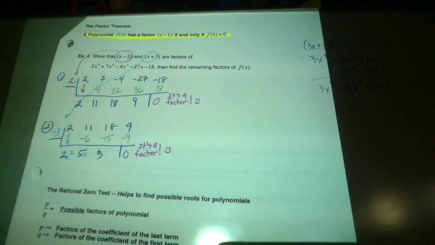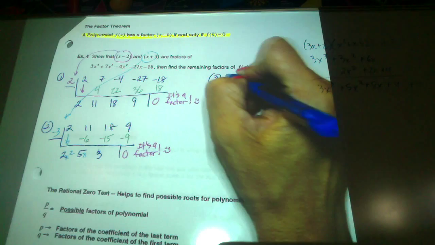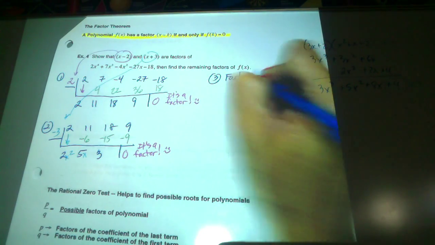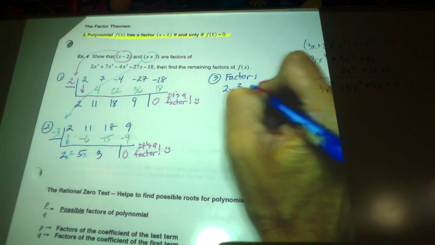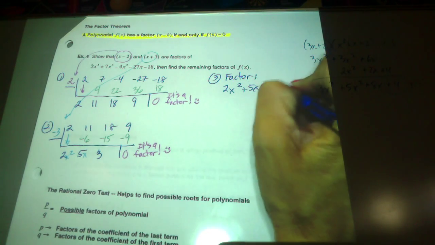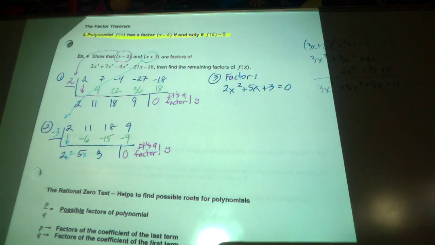So in step 3, now you're going to factor 2x squared plus 5x plus 3, and I always like to set it equal to 0, just because when you have to go find irrational or imaginary factors, you'll need to remember to set it equal to 0. Remember, I'm finding factors, not zeros, so I'm probably not going to set the factors equal to 0 and solve it.